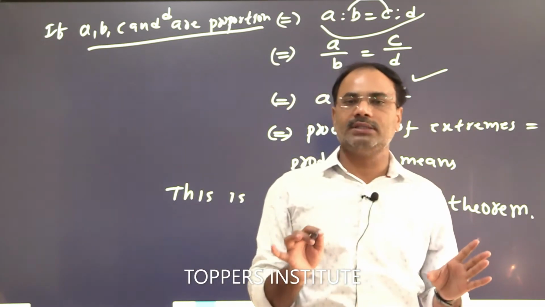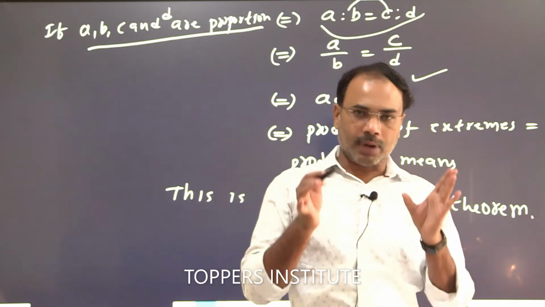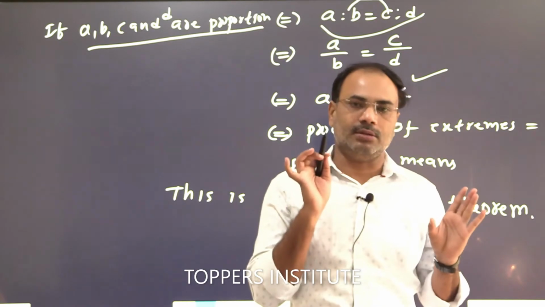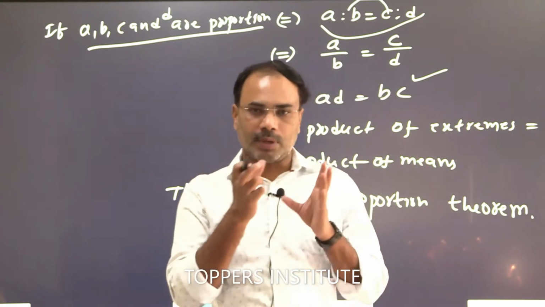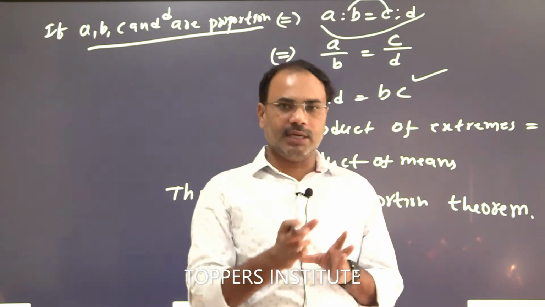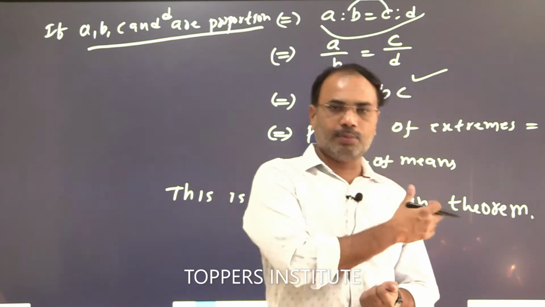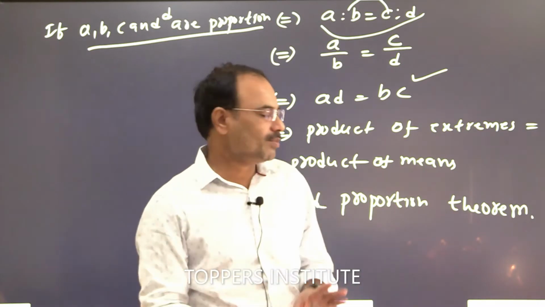So finally, what is the ultimate conclusion? The proportional theorem is nothing but cross multiplication. Generally we call it cross multiplication, and technically we call it proportional theorem. There is nothing more than that here.